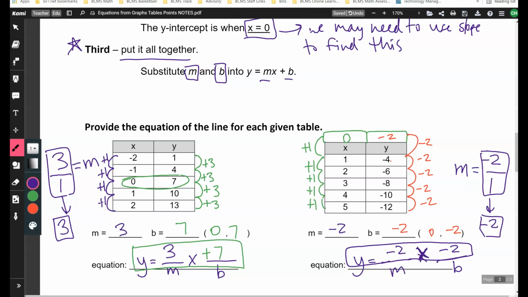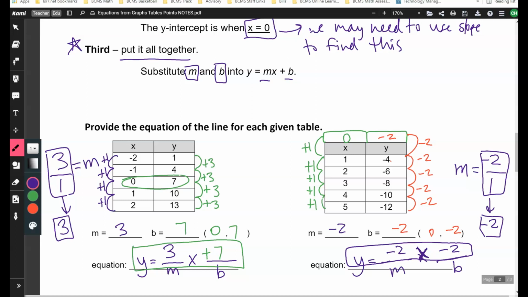If I plug a 1 in for x, 1 times -2 is -2, and then -2 would give me -4. 2 in for x, -2 times a +2 is -4, -4 minus 2, -6. Do one more just for check. 3, -2 times 3 is -6. -6 minus 2 would be -8.